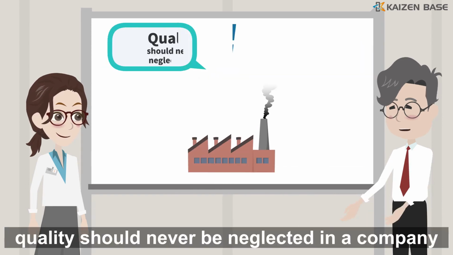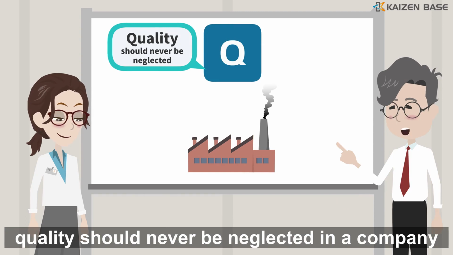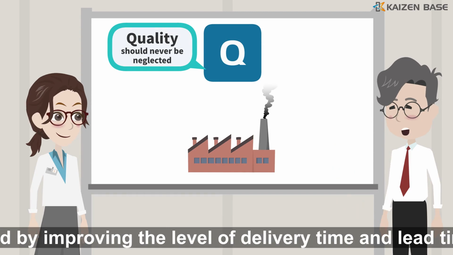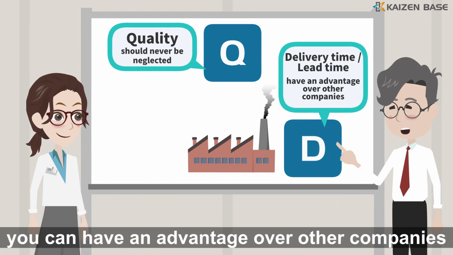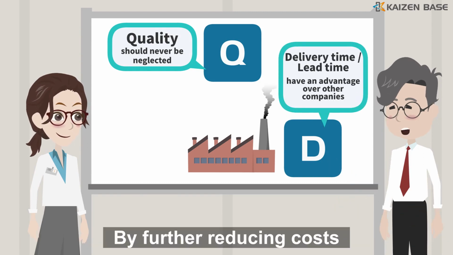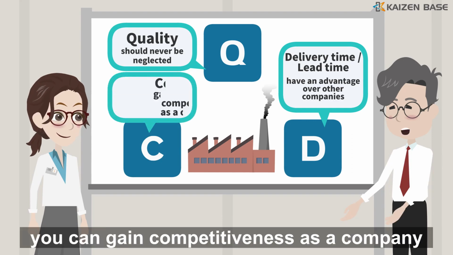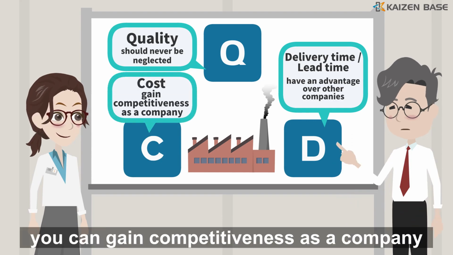In summary, quality should never be neglected in a company. And by improving the level of delivery time and lead time, you can have an advantage over other companies. By further reducing costs, you can gain competitiveness as a company.